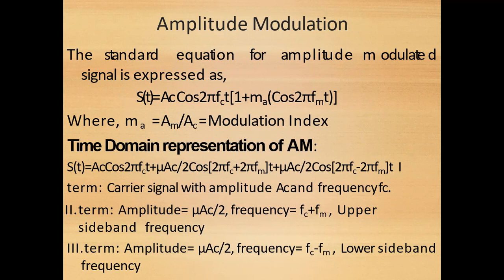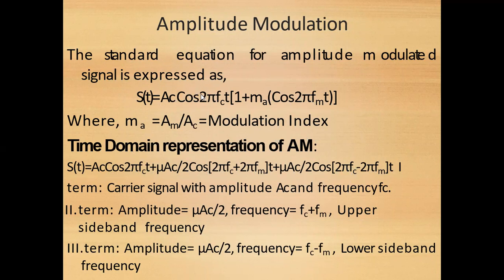AC cos 2 pi fc t plus mu AC by 2. Why did we get the term cos of 2 pi fc plus 2 pi fm into t, and cos of 2 pi fc minus 2 pi fm into t? If you open the bracket here, we can write the above equation in this way.